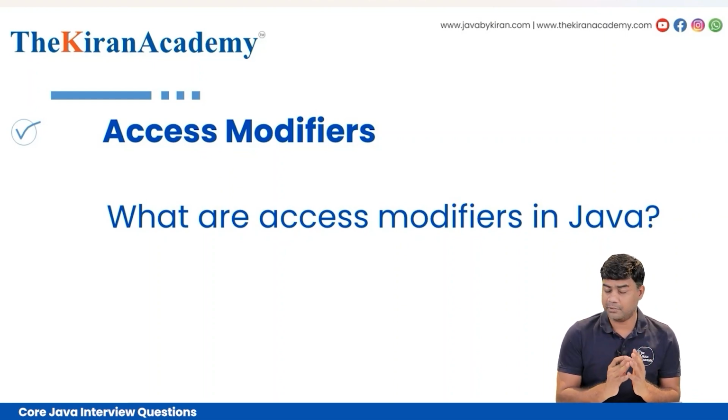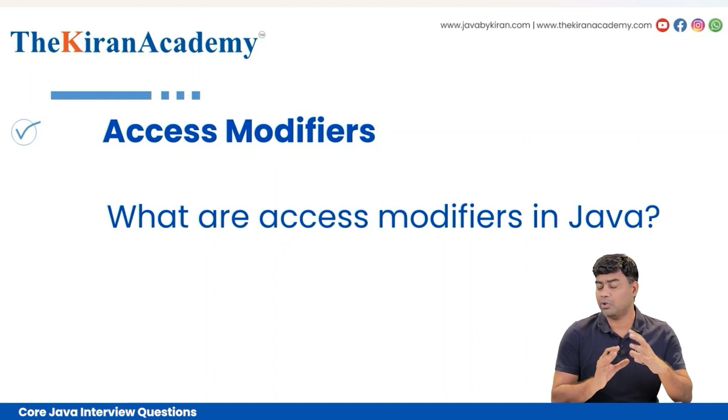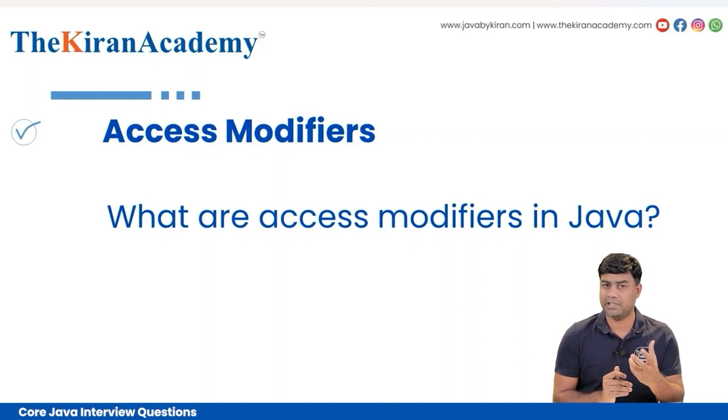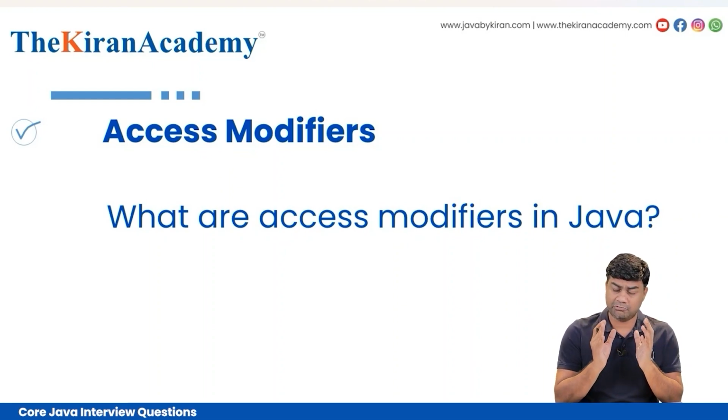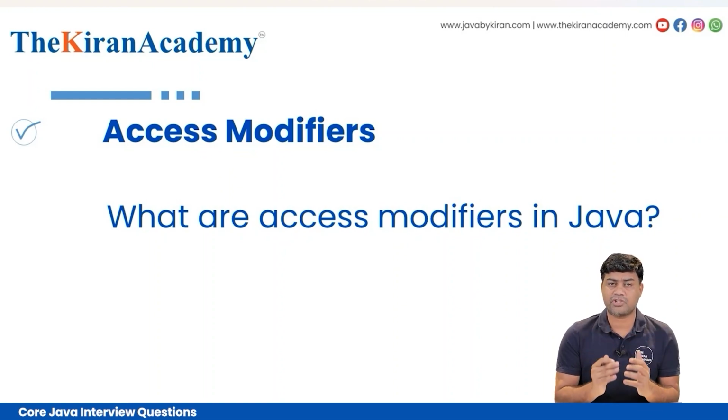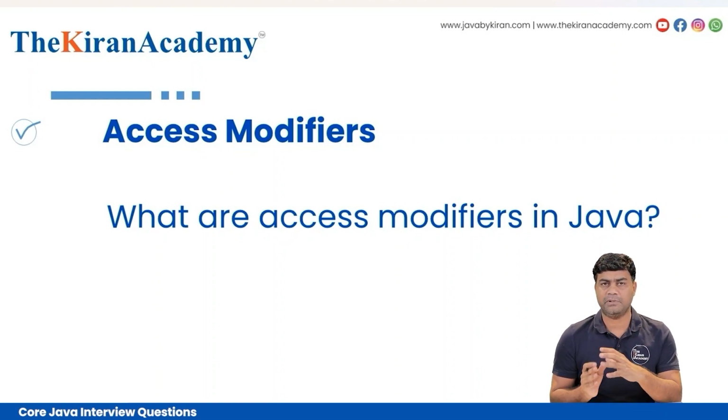Some methods might be needed by everybody. Some methods might be only inside a package. Some methods might be only inside a class. Some methods might be only inside subclasses. So altogether, we use access modifiers just to control methods, variables and classes.